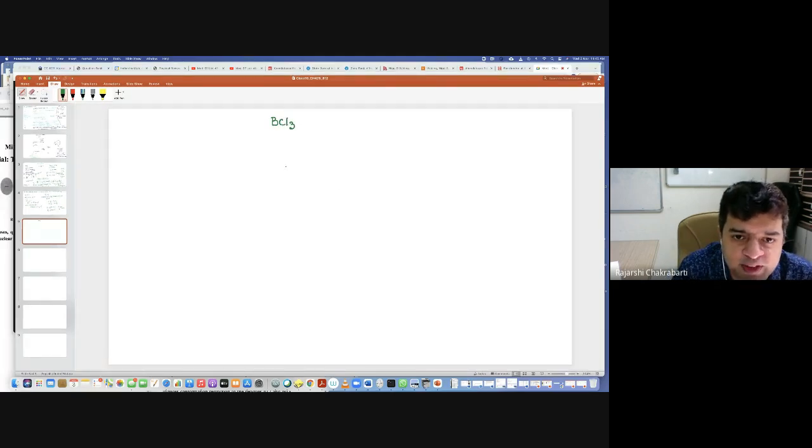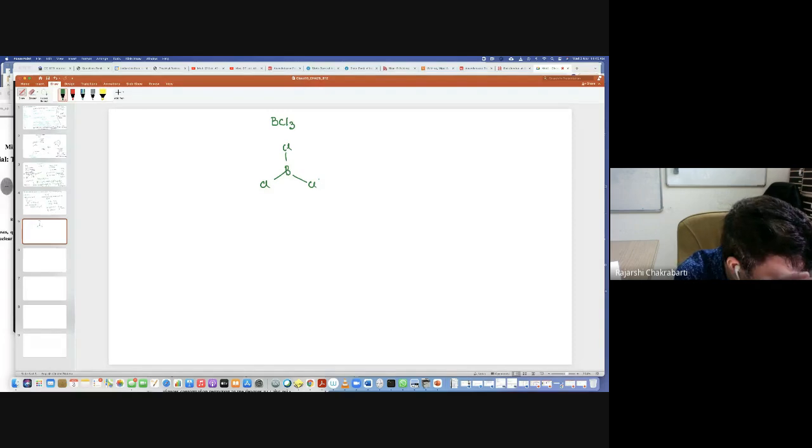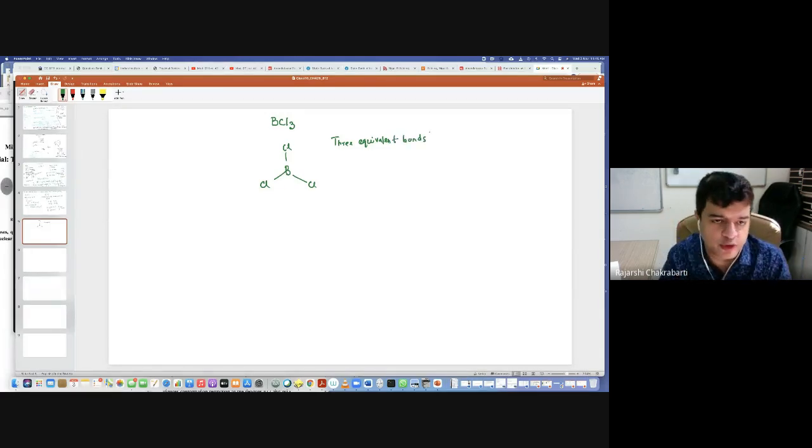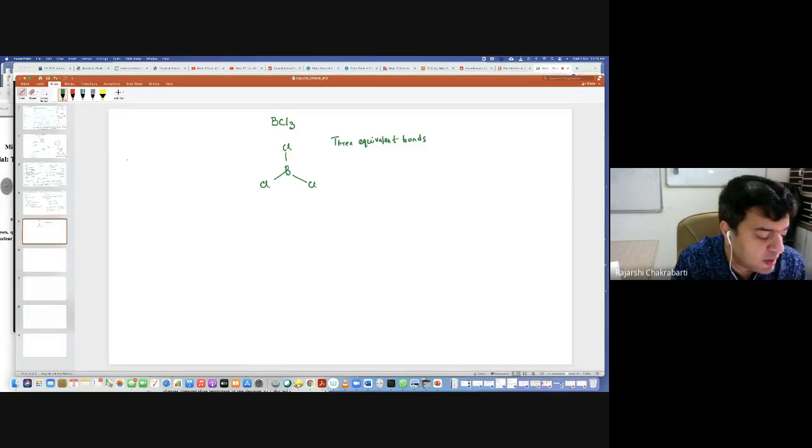So boron is the center atom, and you see that there will be 3 chlorine atoms situated at 3 corners of an equilateral triangle. 3 equivalent bonds, essentially, what you have. Okay, you have 3 equivalent bonds. Now, how many electrons are there in boron?